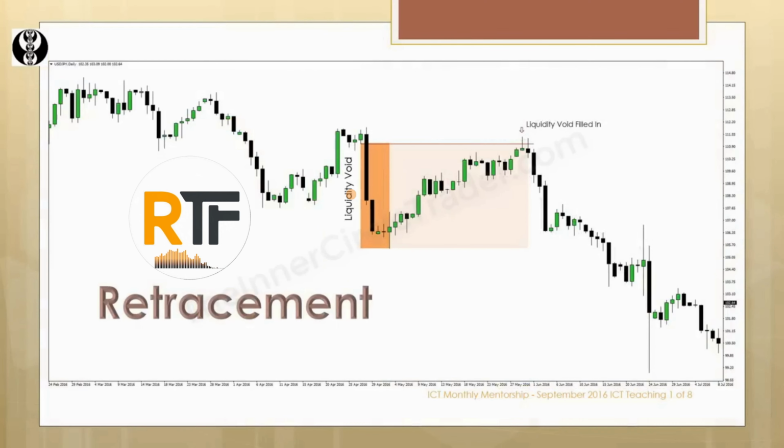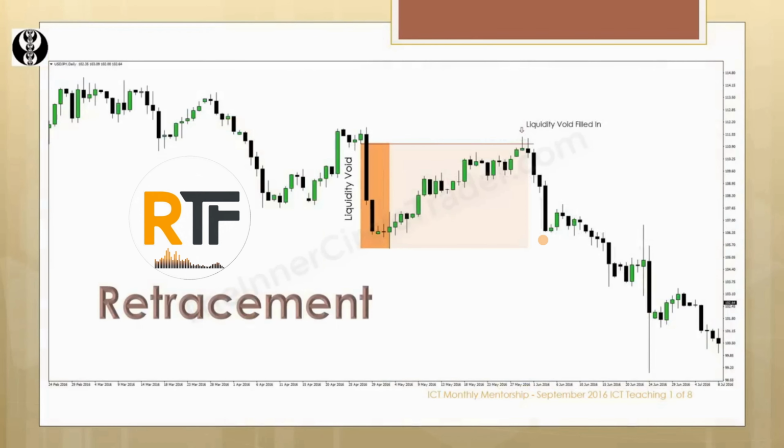Now, there are two opportunities here. We could look for indications to go long, anticipating a retracement to fill in the gaps. Another opportunity is to go short once the gaps are filled, anticipating a continued expansion to the downside.